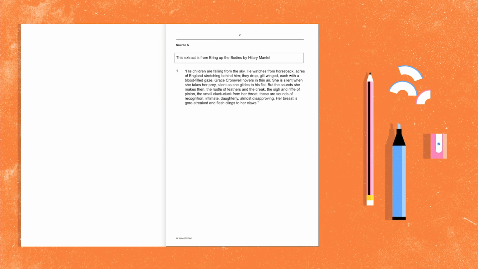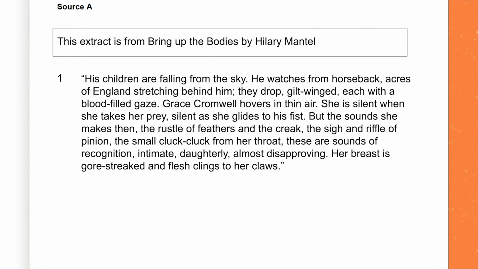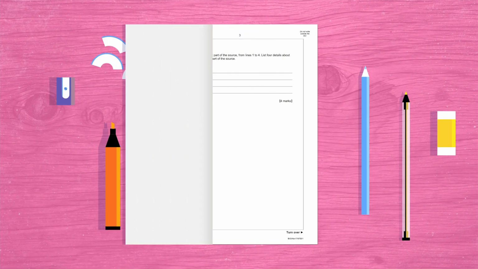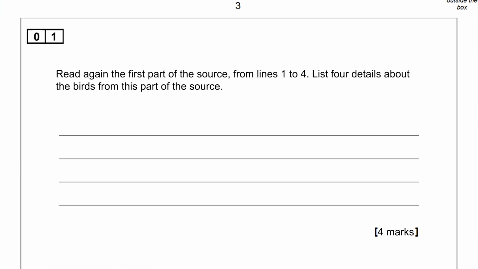So open up your source. In the first paragraph, the main character is watching who he calls his children as they are engaged in a hunt. Can you spot what is explicit and obvious about these birds and what is implicit and merely suggested? Question 1 will ask you to list 4 details about some part of the extract. It's normally near the top. This might be a character, a part of the setting, or an event which is occurring. In this case, we're going to list 4 details about the birds found in the first paragraph.